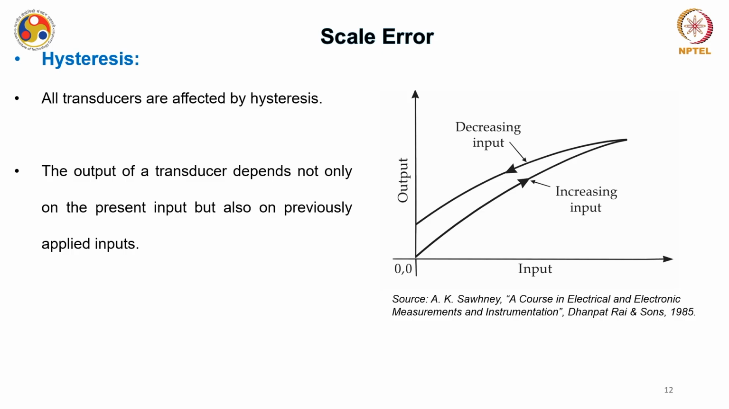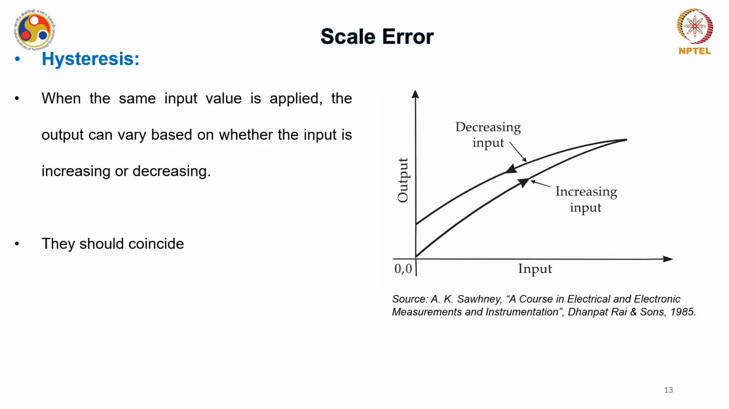And a typical curve for hysteresis is shown here. So you increased the input from the initial point to the final point in a span, and then you decreased it, and ideally they should coincide. However, it is not coinciding, which means there is certain hysteresis present. Now, when the same input value is applied, the output can vary based on whether the input is increasing or decreasing. Sometimes you may also get it like this, and sometimes it may not be like this.